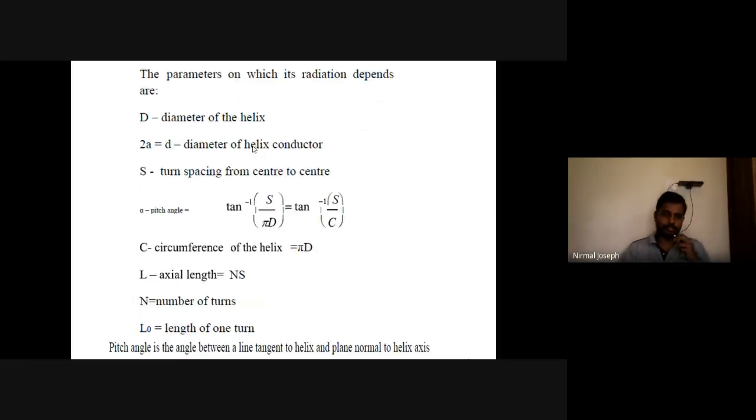That is shown here, the total length or axial length. So L is the axial length, n is the number of turns, and L naught is the length of one turn, okay? So if there are n turns and s is the separation between the turns, the axial length will be n into s. That is simple logic.